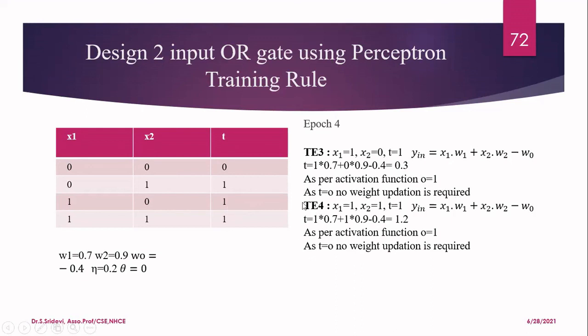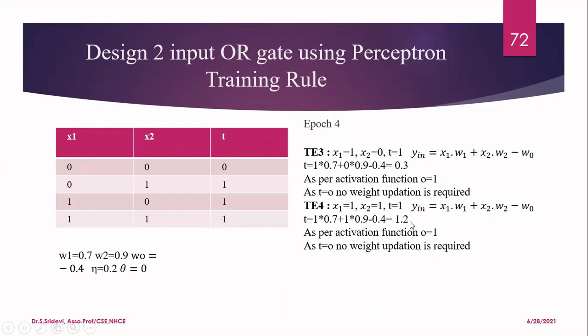Now let me consider the training example TE4. So TE4 has the value 1 and 1. Apply 1 and 1 for x1 and x2 in this formula. And you are getting the output as 1.2. Since it is greater than 0, the output from the perceptron will be 1. And this is the same as the expected value 1. Therefore, no need for any weight updation.